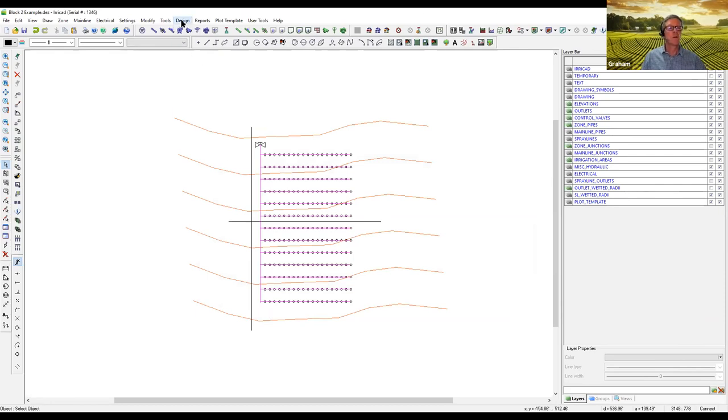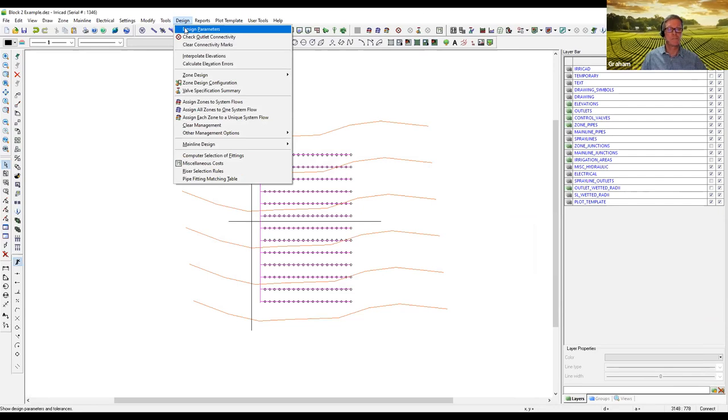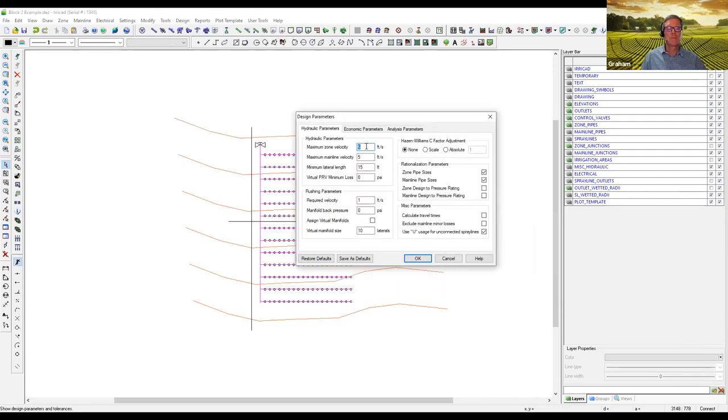So one of the things to watch out for in the design parameters is your maximum velocity in the zone pipes. And if you have that set fairly low, IRRICAD's not going to be able to burn off enough pressure coming down that slope. So you may need to set the velocity limit. When you're dealing with slope, it's a good idea to set the velocity limit quite high. You can always change it back. You can always see what's going on, but sometimes it's better to get a solution and then make changes rather than confine IRRICAD too much and not get the solution at all.